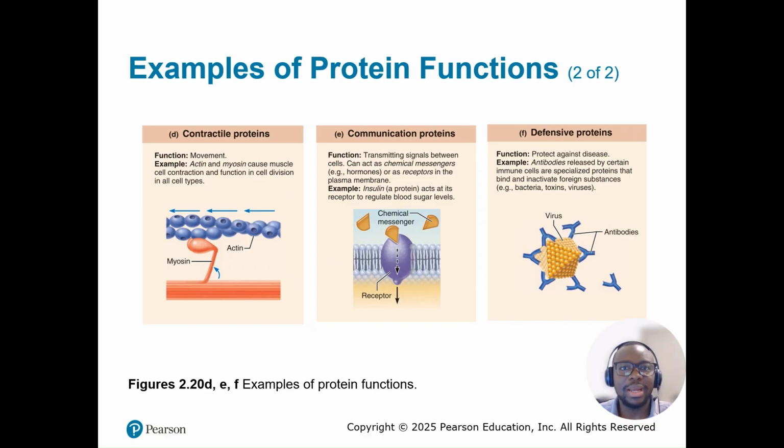Contractile proteins enhance movement. For example, actin and myosin cause muscle cell contraction and function in cell division in all cell types. Communication proteins function in transmitting signals between cells. They can act as chemical messengers, for example, hormones, or as receptors in the plasma membrane.